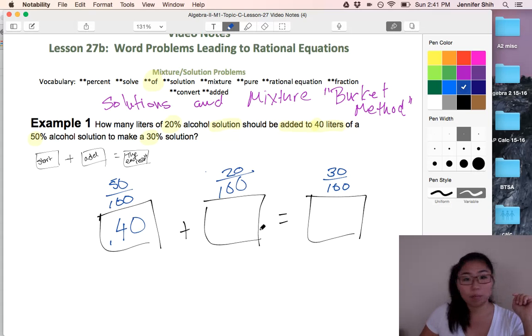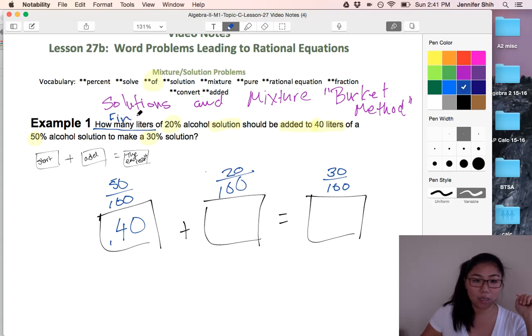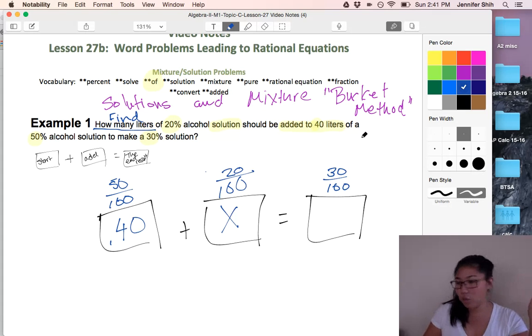I don't know how many liters I'm going to add in here. So how many liters? This is my find, and my find is my variable, x. Now, what's my end result? I started with 40 liters of a substance, and then I added a certain amount of a substance. So my end result is going to have the 40 liters plus however many liters I put in at the end.